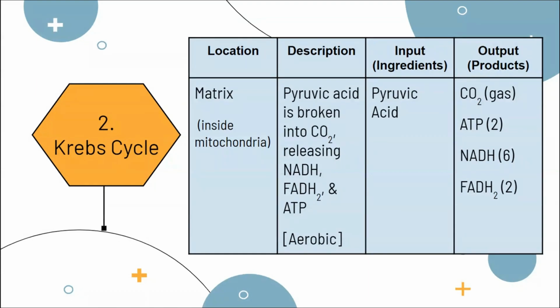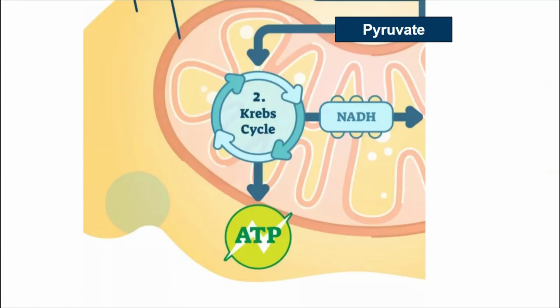And we get 2 molecules of ATP, 6 molecules of NADH, and 2 molecules of FADH2. Again, this happens in the Krebs cycle, which is happening inside the little folds called the matrix. Its main outputs are ATP, NADH, and FADH2.